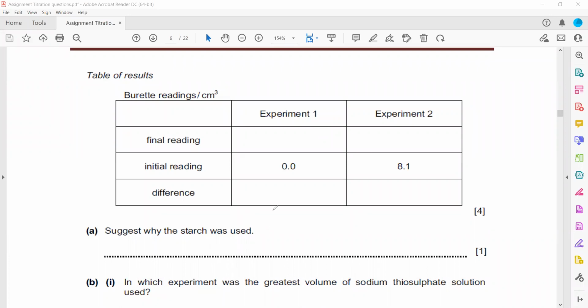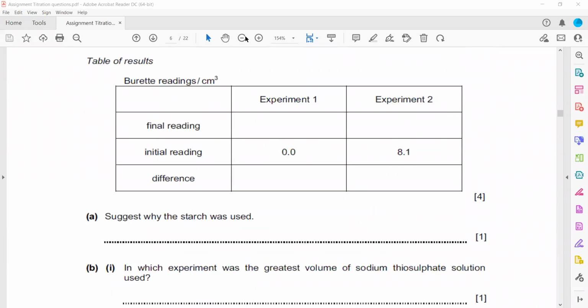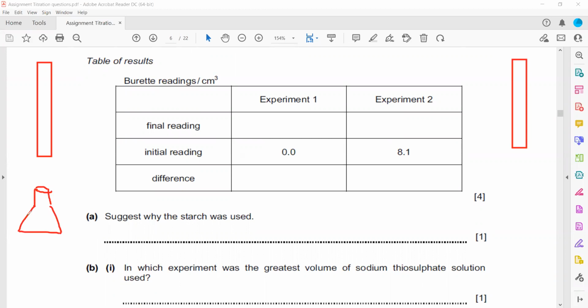No, we cannot write "when the product is formed". You should always use the term "it is used as an indicator". So we did 2 experiments. We filled the burette with thiosulfate, and in a conical flask we had potassium iodide and aqueous potassium iodide, which will form an iodine molecule.